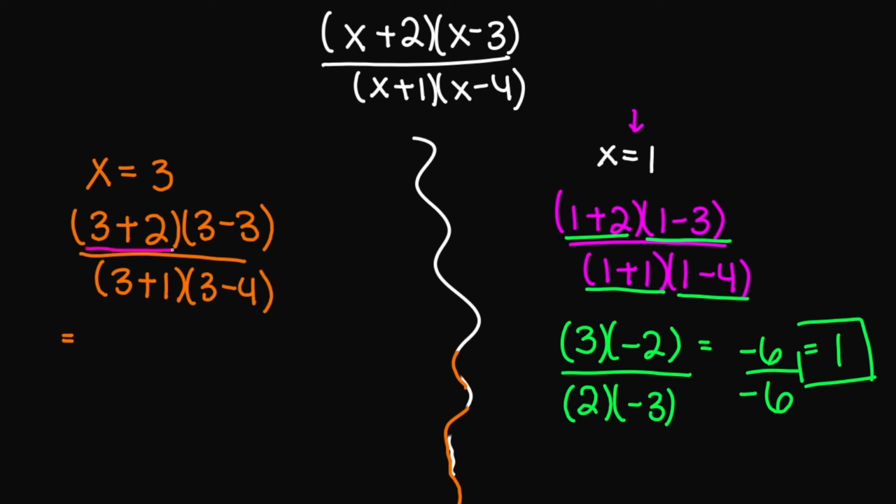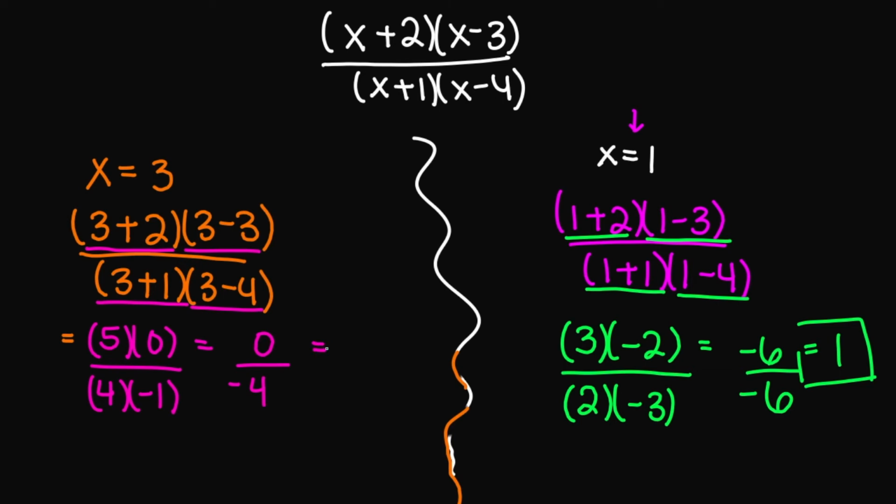So 3 plus 2, this is going to equal 5, times 3 minus 3, that's going to equal 0. And then 3 plus 1 is going to equal 4, times 3 minus 4, that's going to equal a negative 1. So my numerator, 5 times 0 is going to equal 0. And then my denominator, 4 times negative 1, this is going to equal a negative 4. So 0 divided by negative 4 is going to equal 0. So your final answer is 0.